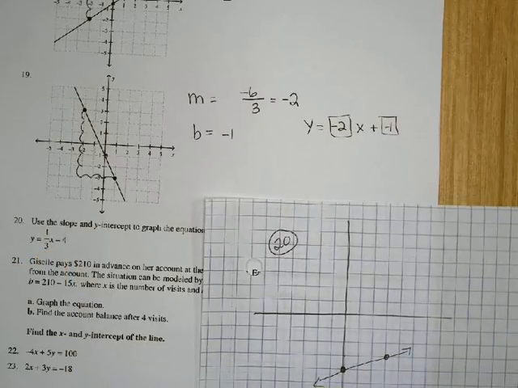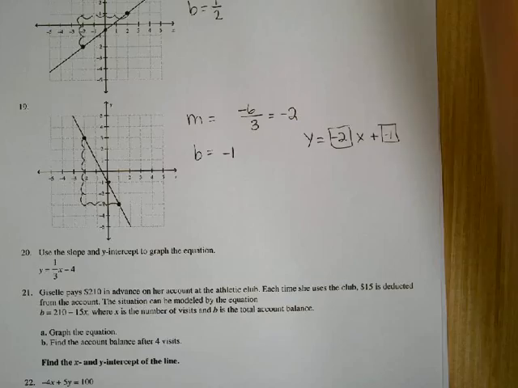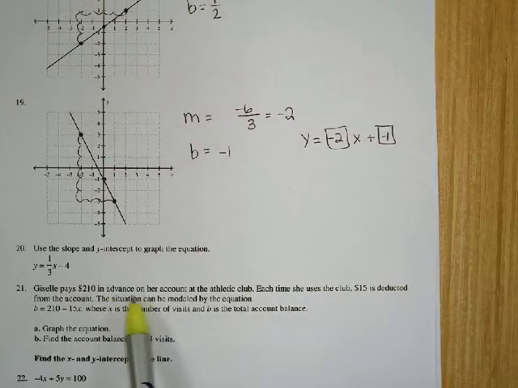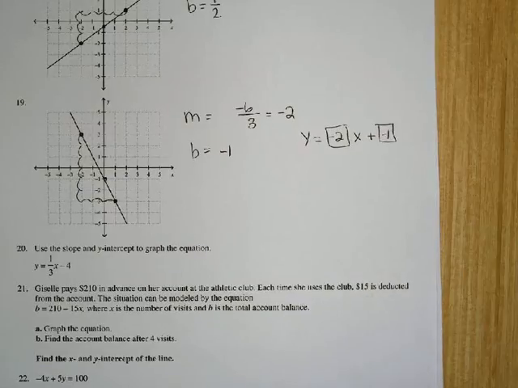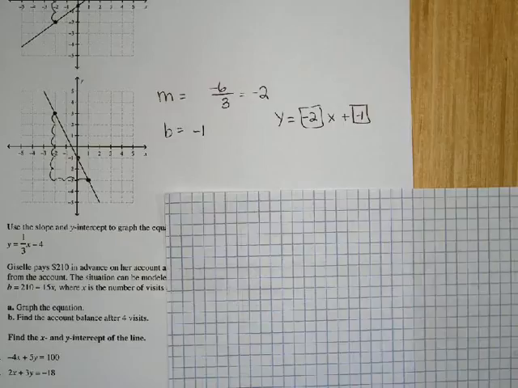Number 21 says, pay $210 in advance on your account at the athletic club. Every time she uses the club, $15 is deducted. The situation can be modeled by this equation. Graph the equation, find the account balance after 4 weeks. Well, this is not going to be graphed on something that starts out with 1, 2, 3. These numbers are really large. So we're going to graph this.